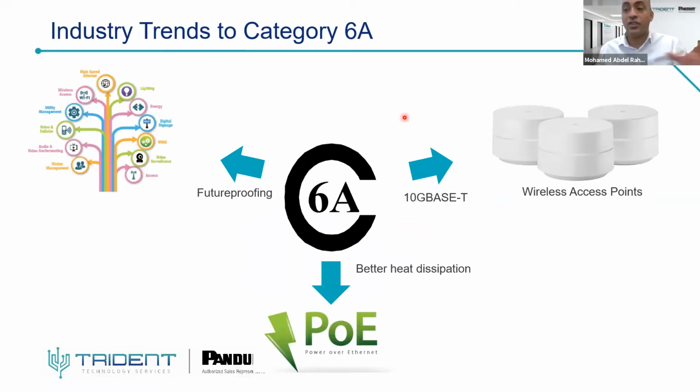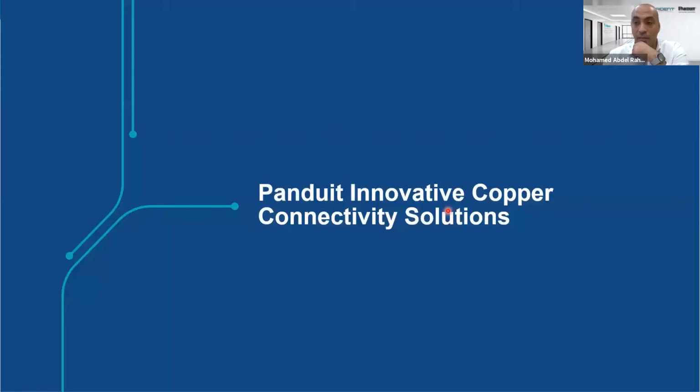So now the industry trend is to install Cat6a cables from day one for future proofing, especially for PoE applications, as we said, being better for heat dissipation and better for the wireless access point and the need for 10 gigabit per second. And most of the standards nowadays recommend going with 10 gigabit per second using Cat6a cables.